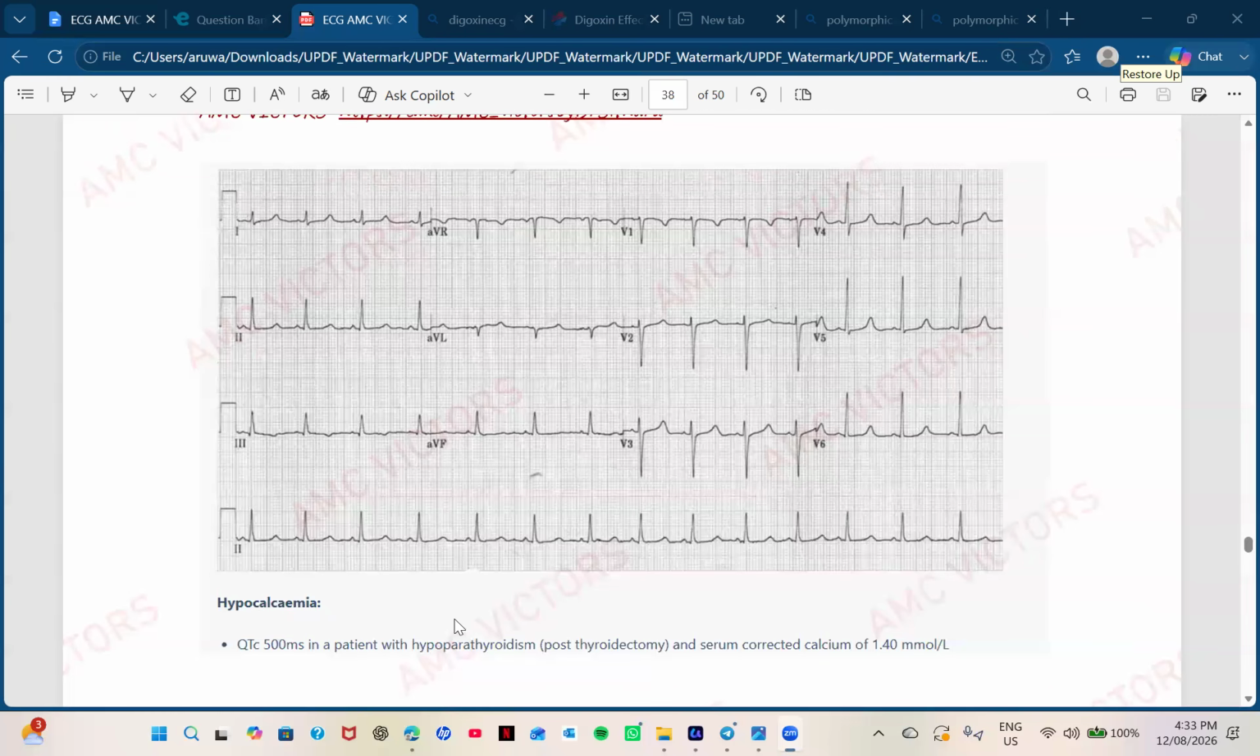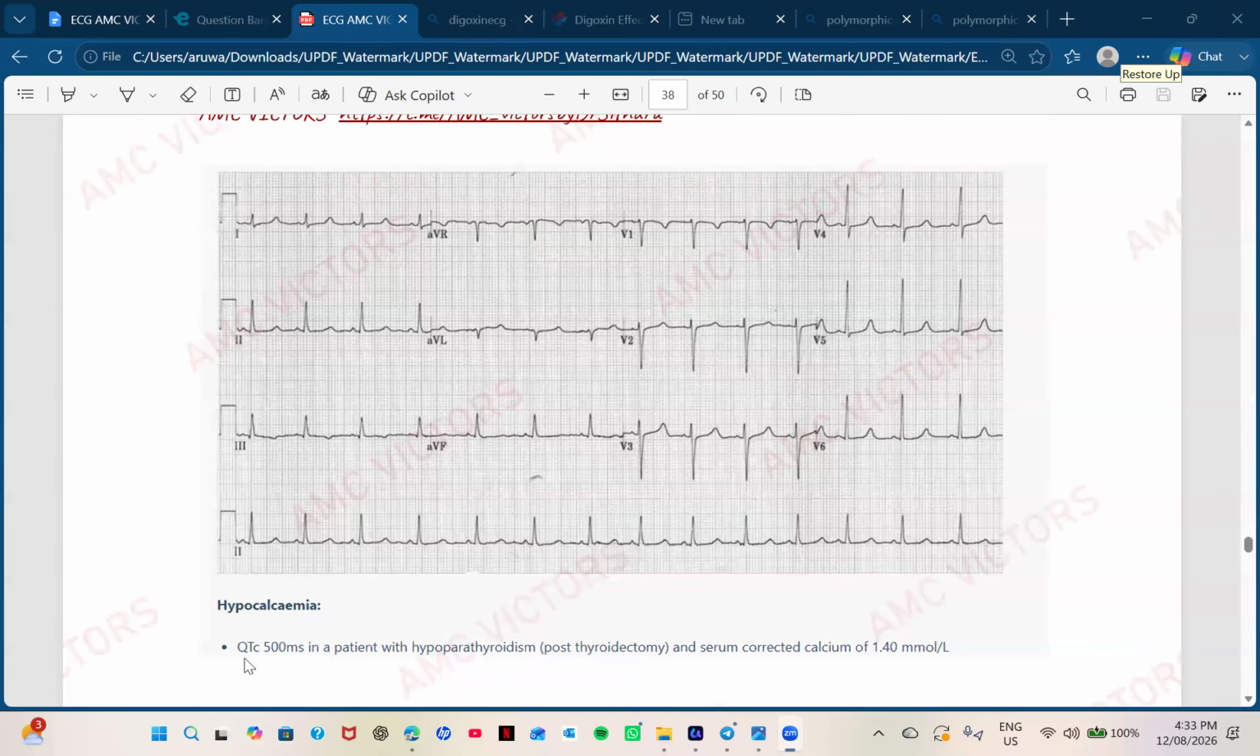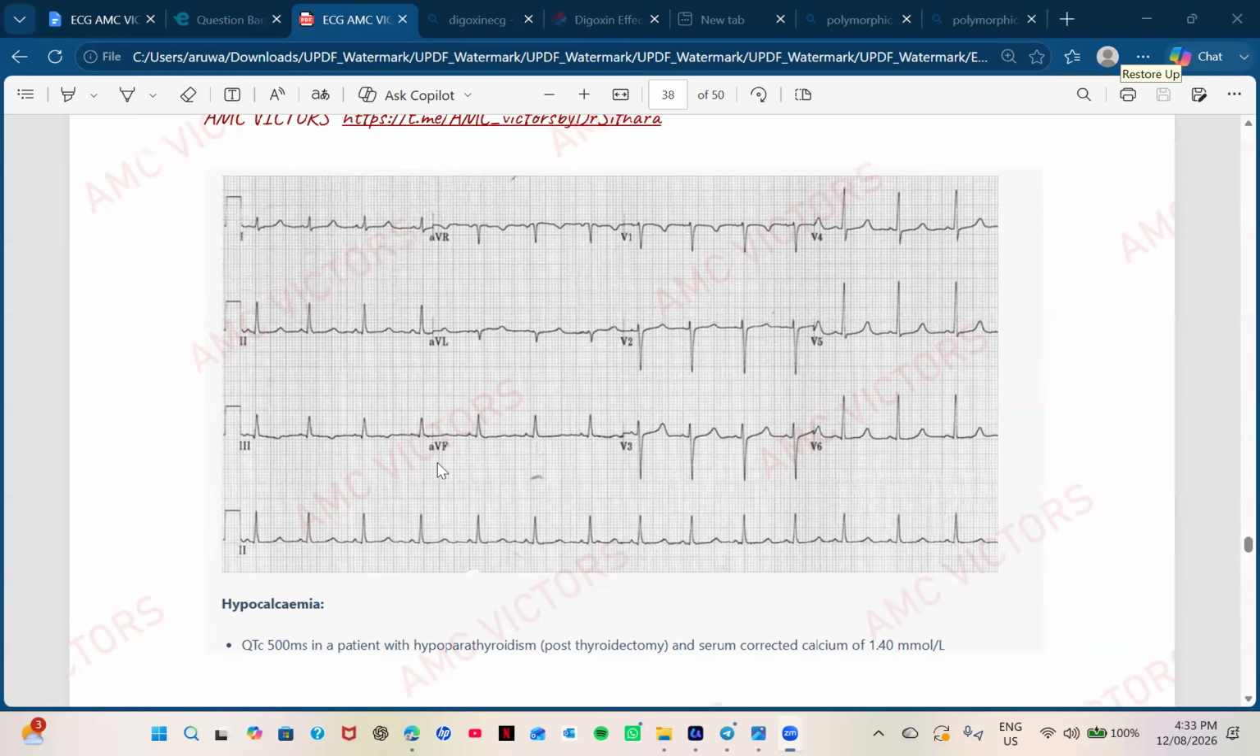Here is a hypocalcemia case, QT 500 milliseconds in a patient with hypoparathyroidism, post thyroidectomy, and serum corrected calcium 1.4. It's a typical presentation.